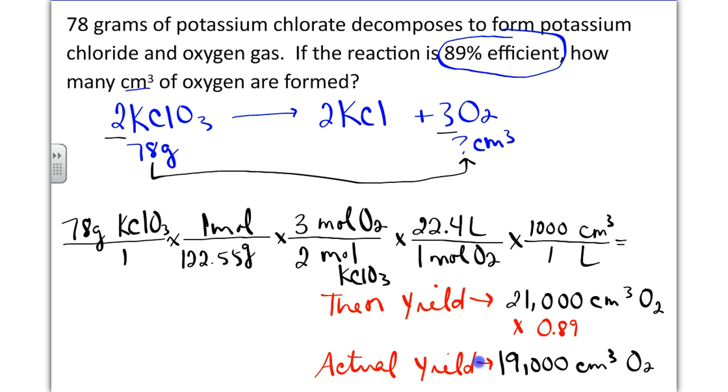So even though theoretically we could have produced 21,000, because it was only 89% efficient, we actually only yielded 19,000 cubic centimeters. And as a reminder, if you don't recall, to find percent yield, we do the actual yield divided by the theoretical yield times 100, and that equals the percent yield. So 89% was our given percent yield in this scenario.